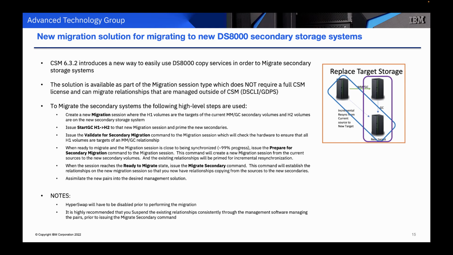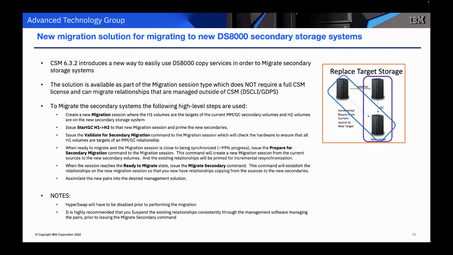Then you can issue a validate for secondary migration command. This command is optional, but it helps. What it does is it will check to make sure that all of the H1 volumes in that purple migration session are actually targets to another relationship. So we help you try to validate that your setup is correct.